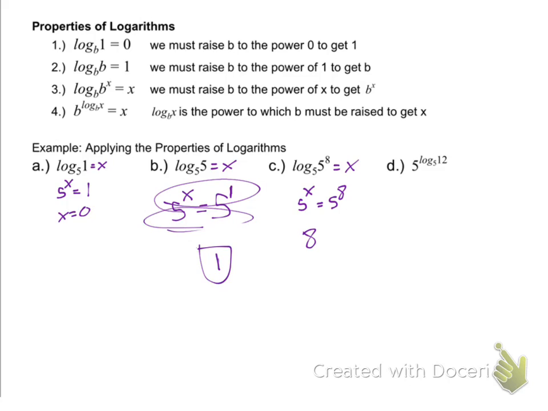Part D, when the base has a log with the same base, we say they cancel each other out. The answer is 12 in this case.